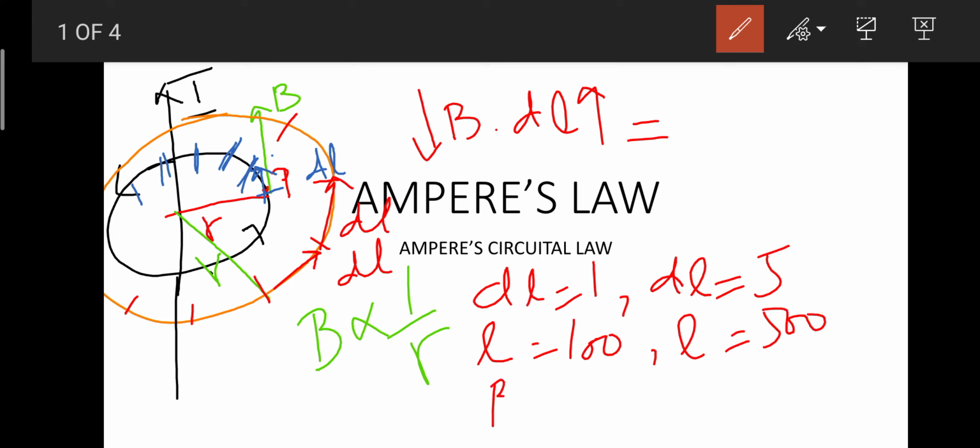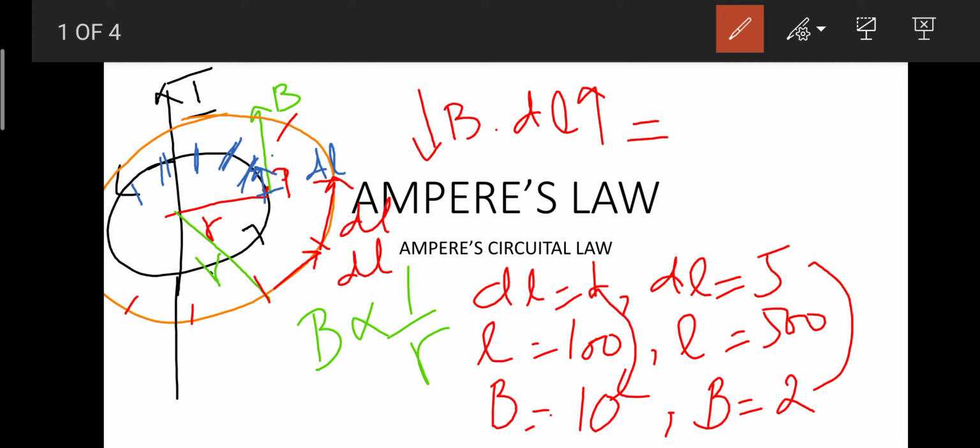So what we observe is that if dl equals 1 in one case, or dl equals 5 in the other, the overall length for 100 length elements would be 100 and 500 respectively. In the first case, because it is near the conductor, the value of B is greater, say 10, and for the greater radius, the value of B is 2. The product B dot dl in the first case is 10 into 1, which is equal to 10, and in the other case it becomes 5 into 2, which is again 10.